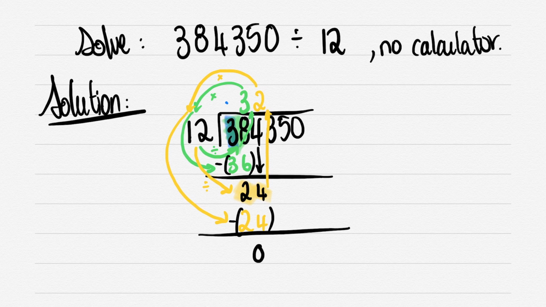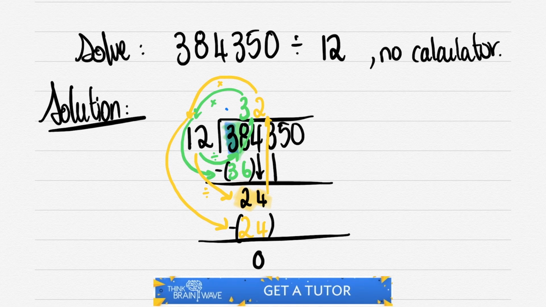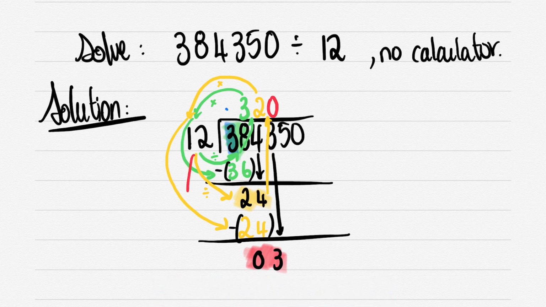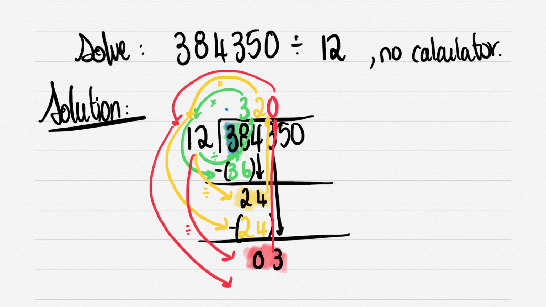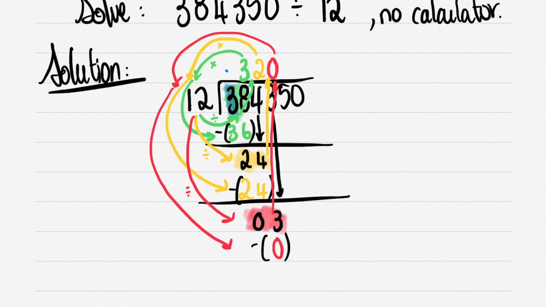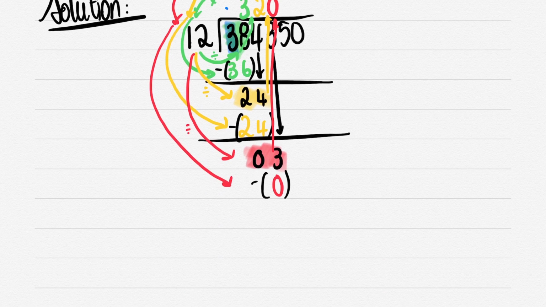You get 0. Now, if you can't see clearly, the next number would be 3 coming down. Let's highlight that in red. So we've got the green, the yellow, and now we've got red. Naturally, 12 does not go into 3, so we put a 0. We say 3 divided by 12 gives you 0. 0 times 12 gives you 0. So we take the 0 to the bottom. We put our brackets, we put a negative sign, and we put a next line.